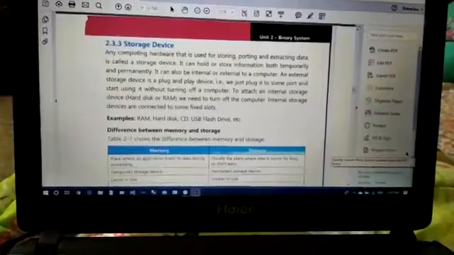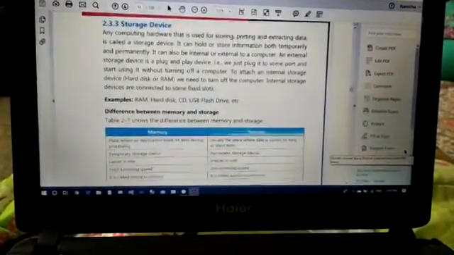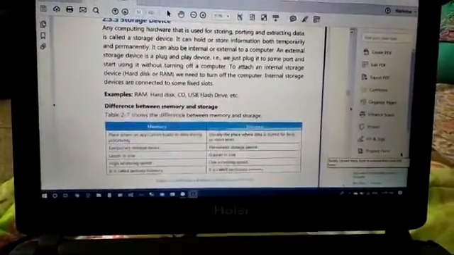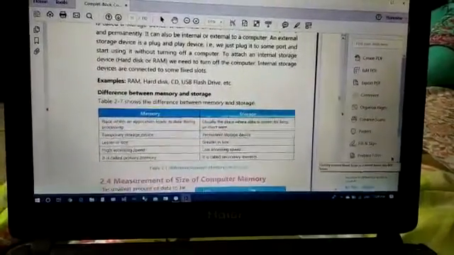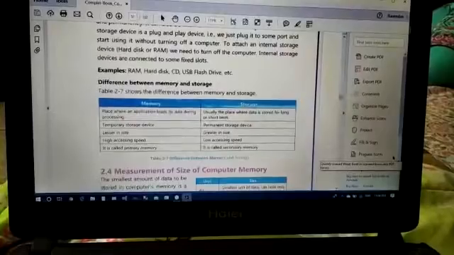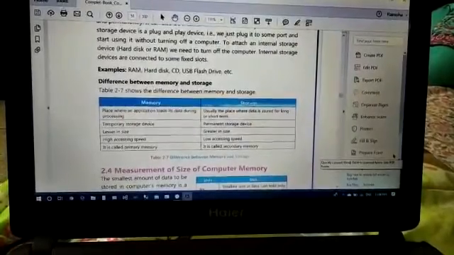Moving towards the next topic, there is the difference between memory and storage. Table 2.7 shows the difference between memory and storage. First point of memory is place where an application loads its data during processing.